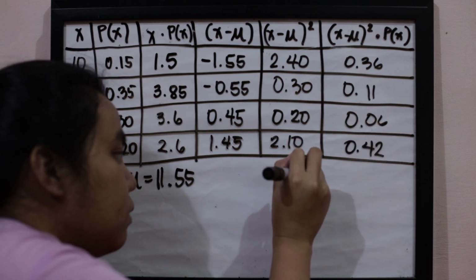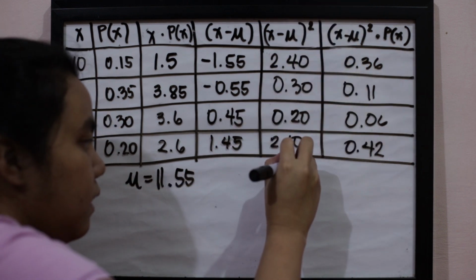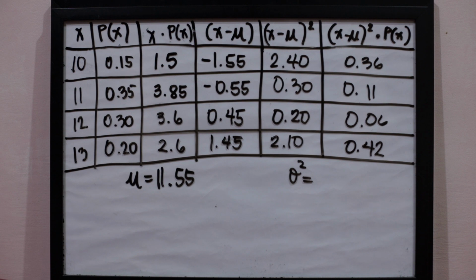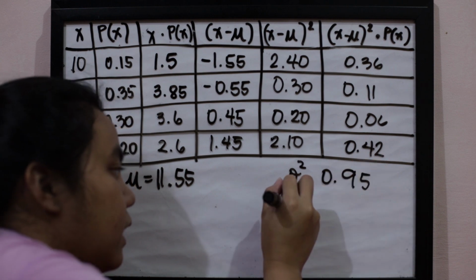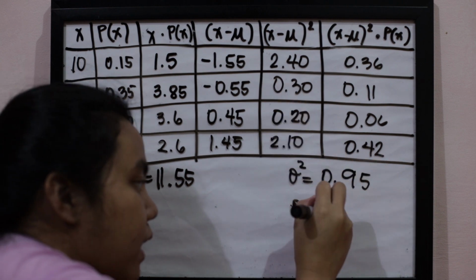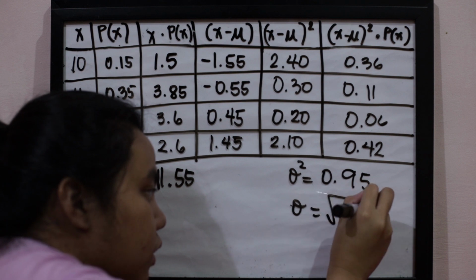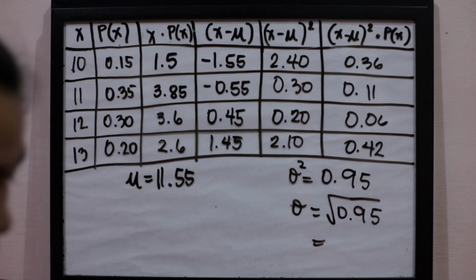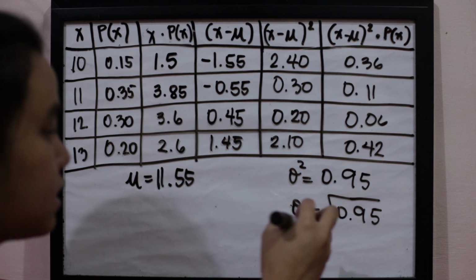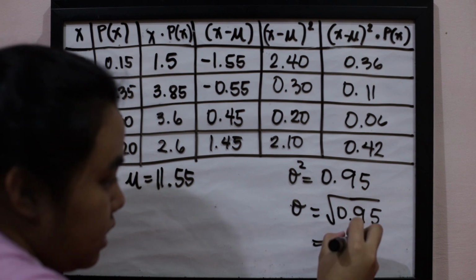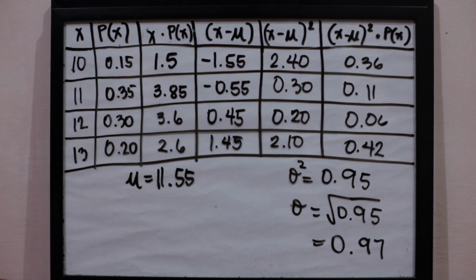And then, para malaman natin yung mahiwagang variance, you add everything in this column. So, 0.36 plus 0.11 plus 0.06 plus 0.42. The answer is 0.95. And then, to get the standard deviation, all you have to do is get the square root of 0.95. And the square root of 0.95 is 0.97. So, this is our final answer.